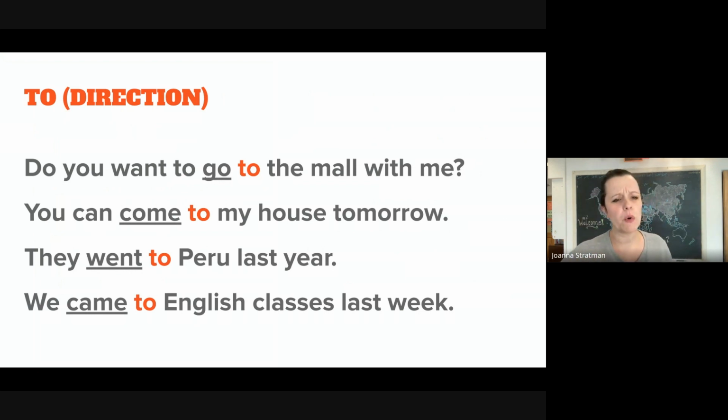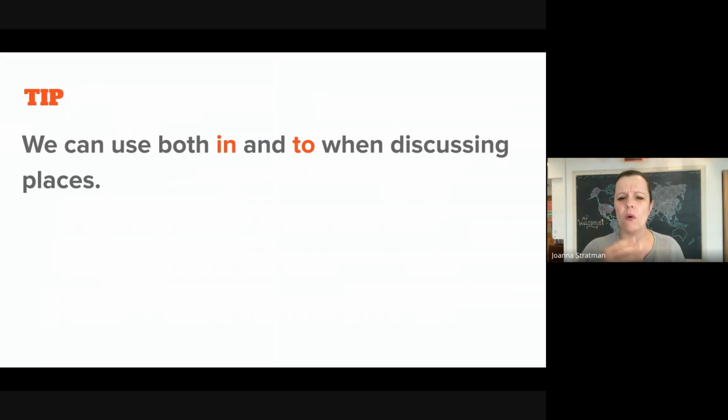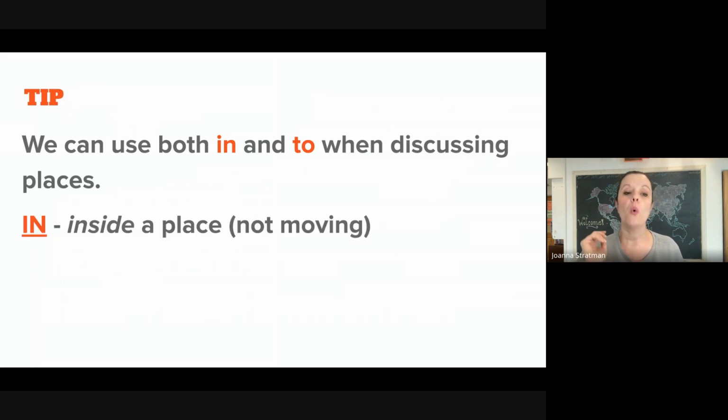Now, my friends, maybe you are asking yourself, Joanna, we learned in a previous video that we use in for places. And this is true too, my friends. We can use both in and to when discussing places. We use in when we are inside a place. We are not moving. So, for example, I am in school. I will not say I am to school because I am here. I am not moving. I am just in the school.